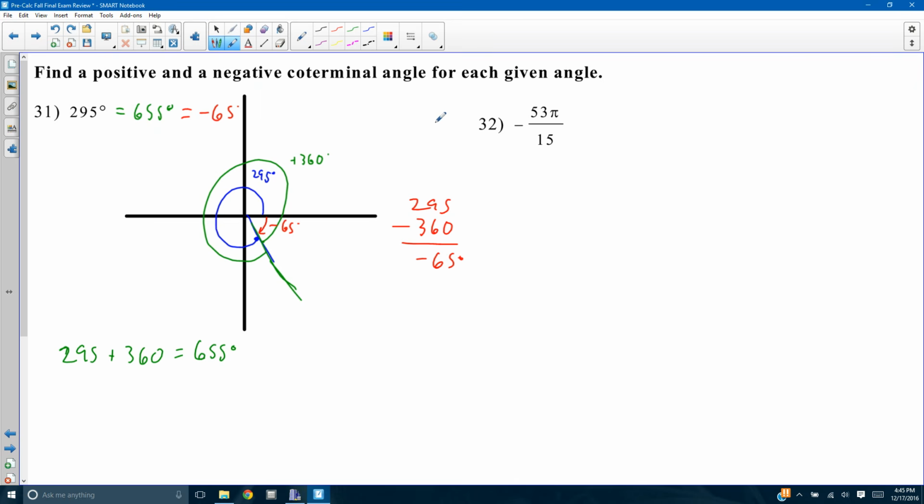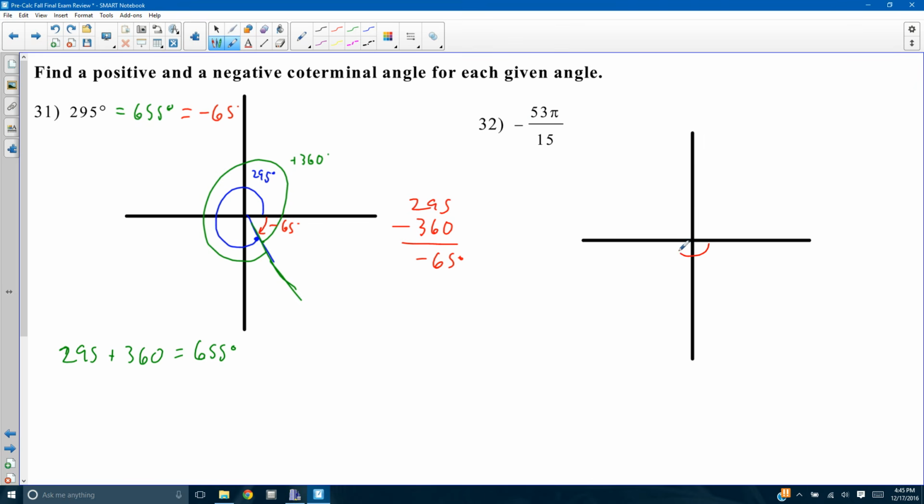That's it. Number 32, let's do the same thing with this radian measure. Now, I want to stick in radians as long as I possibly can. I might speak in terms of degrees, but I will not do an actual conversion if not needed. One thing to consider is how many times this is revolving around the circle. Now, we are going backwards in this case because it's a negative measure.